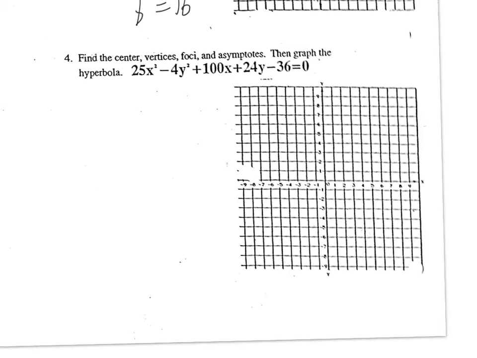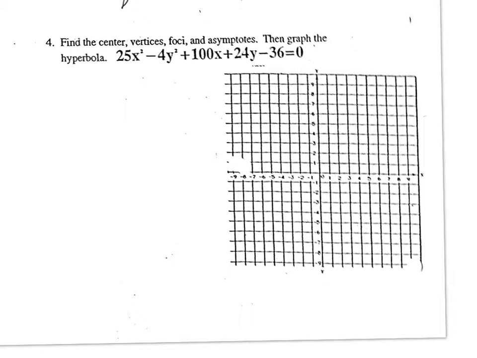It says, find the center, vertices, foci, and asymptotes, then graph the hyperbola. Okay. They give us this messy looking equation here. We've dealt with this before. You should look at this and think, well, we got to get that into hyperbola form, which means we need to complete the square. We got to group the x's and y's. So 25x squared plus 100x minus 4y squared plus 24y equals 36.